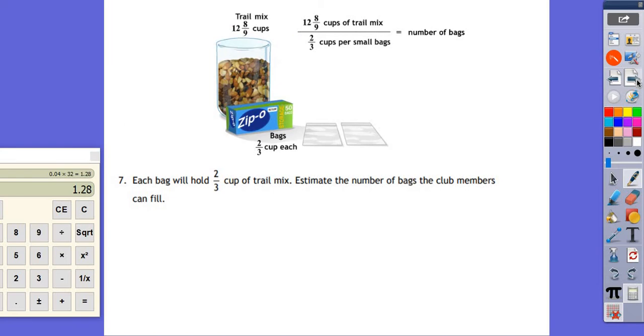Next we have a container, and it says the total amount of trail mix in this container is 12 8/9 cups. And we want to dispense them into these little bags. Do we just randomly dispense? No. Is that fair? No.